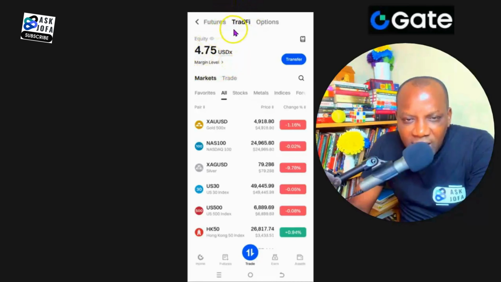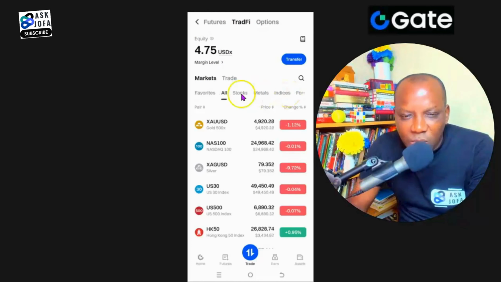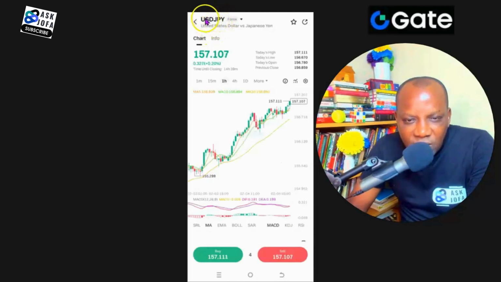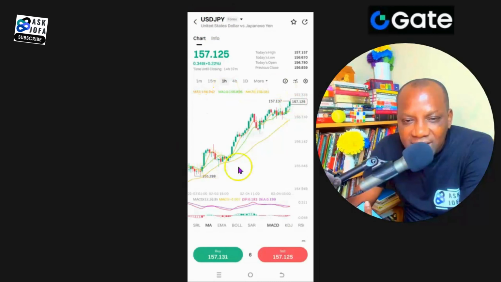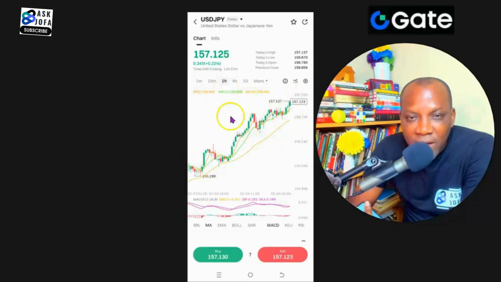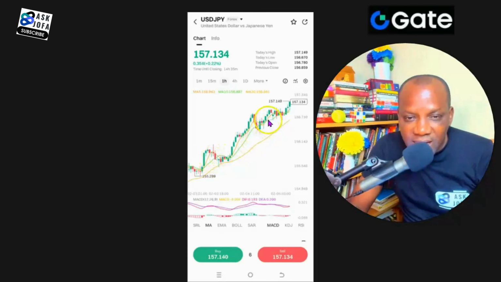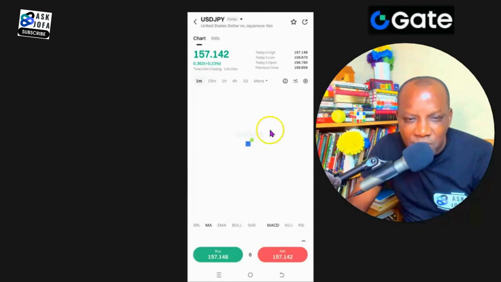Don't forget we are under TradFi, and these are assets that you can trade under TradFi. Suppose you want to trade Forex, tap Forex. Suppose you want to trade USD JPY. This is what we want to trade now. You need to analyze your signal and the technical indicators that will help you make good decisions. For you to be able to review your chart and signal properly, you can see what has happened within 1 minute.